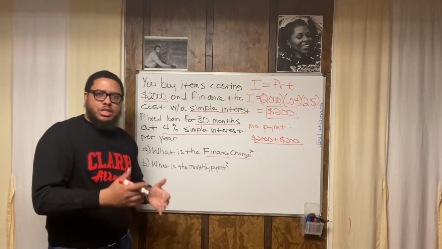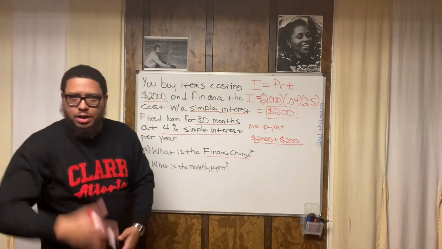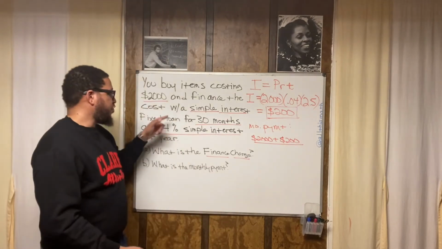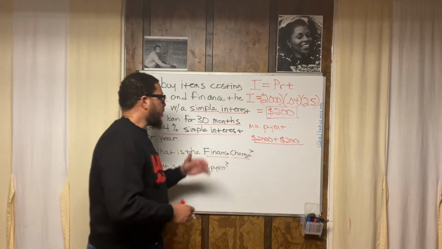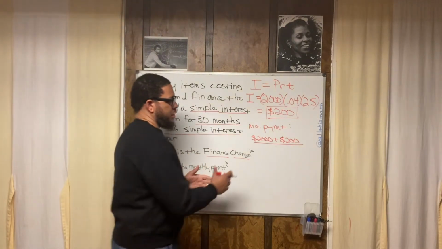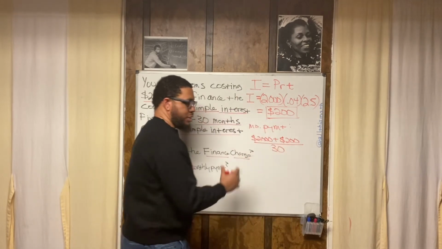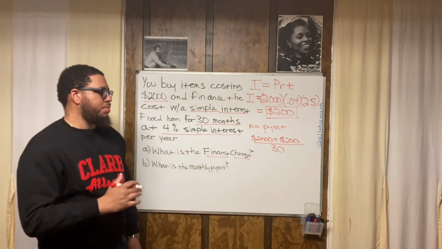There are some types of loans out there where one month your interest will be 4%. Next month it'll be 10%. Another month it'll go down to 2%. You know, that's variable. This is fixed. It's always going to be 4%. That's what fixed means. I should have said that earlier. But you're going to divide this by 30 because you're taking this whole amount and dividing it into 30 equal pieces. And that is going to be your monthly payment.